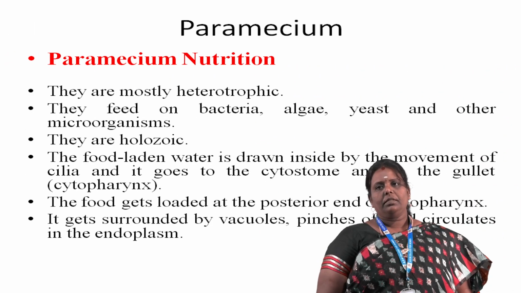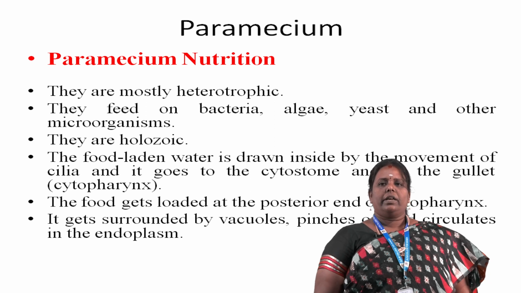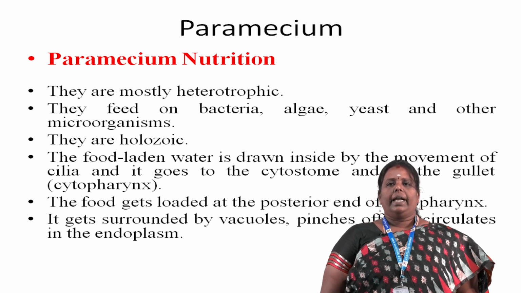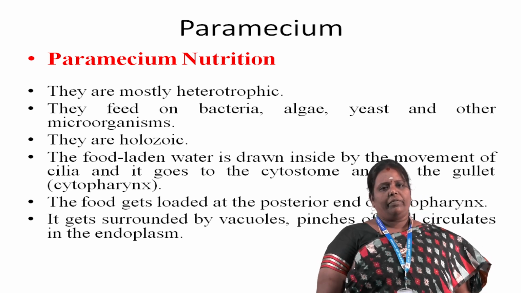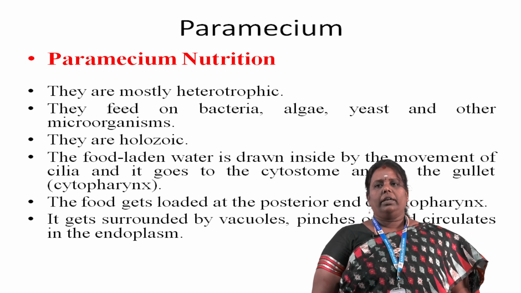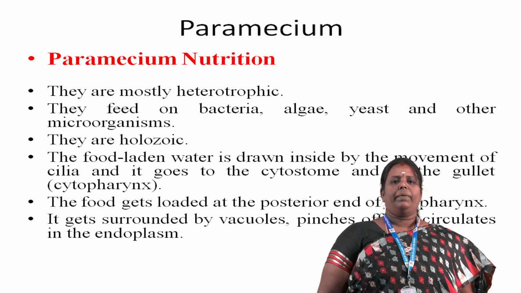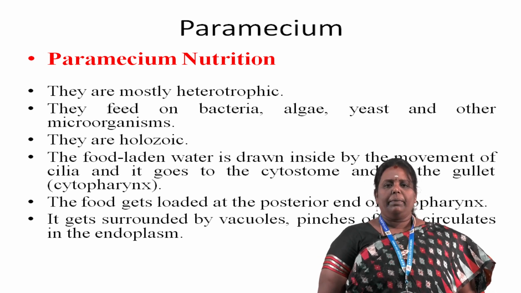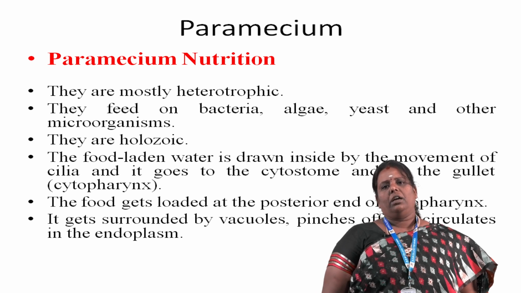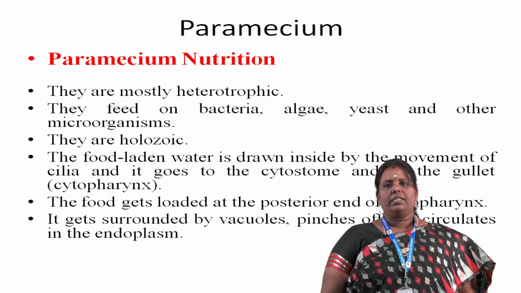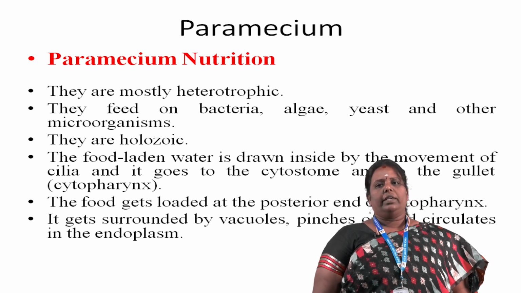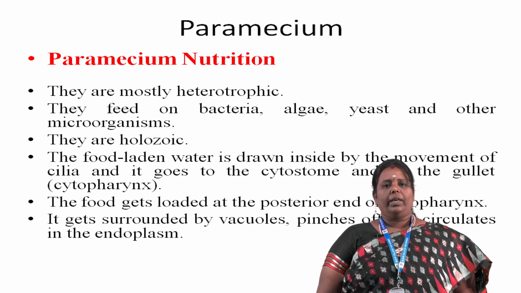Next, the nutrition of the Paramecium. They are mostly heterotrophic, and they feed on different types of nutrients, as hetero means different. Why are they called heterotrophic? Homotrophic means they eat the same food material. Heterotrophic, why do we call it heterotrophic nutrition? They may eat bacteria, fungi, yeast, algae, so many microorganisms. And they also have holozoic nutrition.